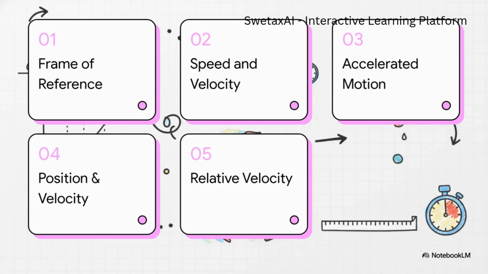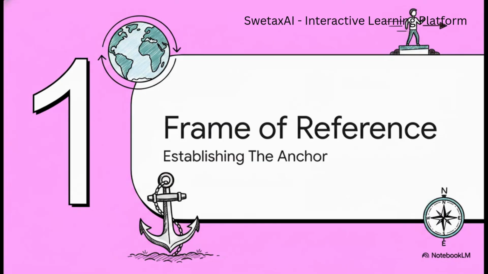Okay, so here's our logical 5-step roadmap for today that's going to form an unbreakable foundation for you. We'll be hitting 1. Establishing your reference frame. 2. Speed versus velocity. 3. Acceleration, the changing pace. 4. Graphing the journey. And 5. The relative velocity puzzle.